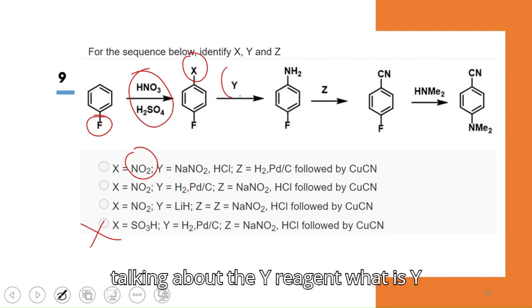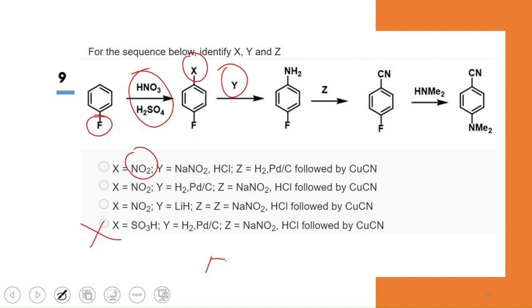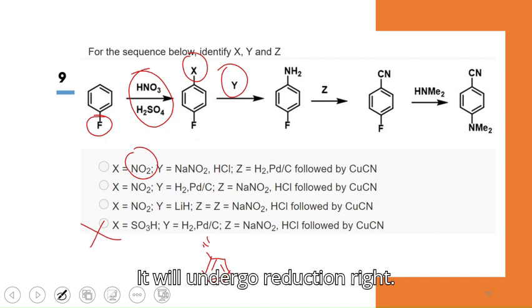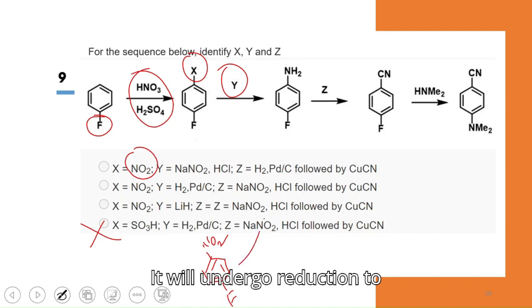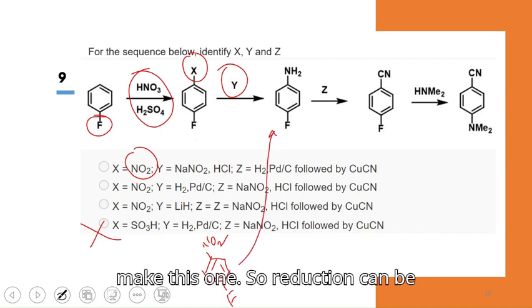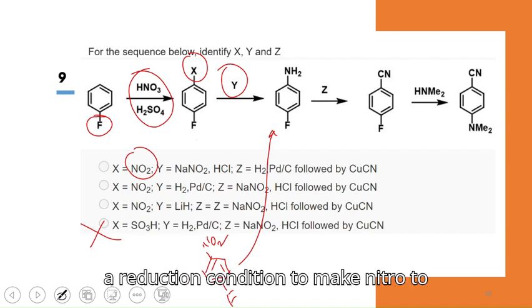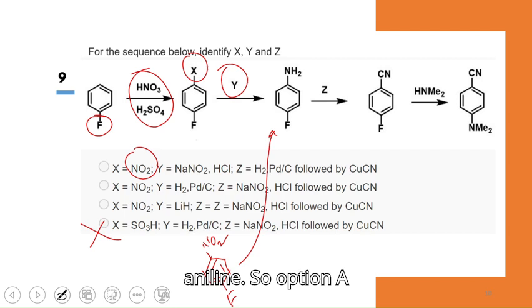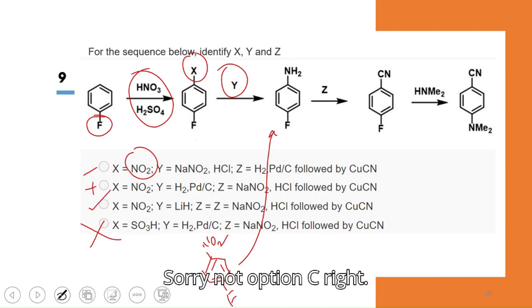Now talking about the Y reagent, what is Y here? After getting this nitro group, to make it NH2, it will undergo reduction. Reduction can be possible in which condition? H2/Pd-C or lithium hydride. So H2/Pd-C is a reduction condition to make nitro to aniline. So option A or option B could be the correct answer. Sorry, not option C.